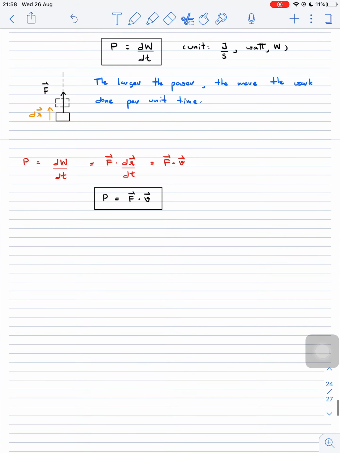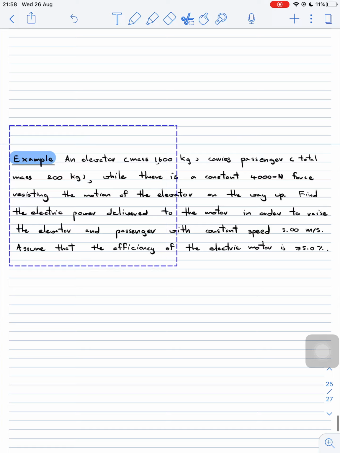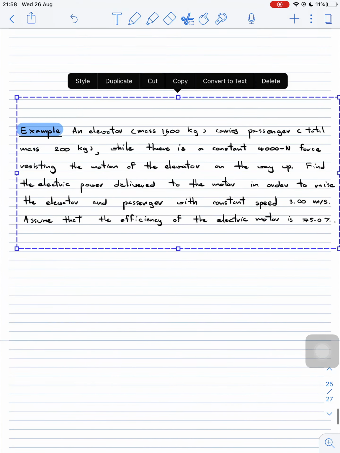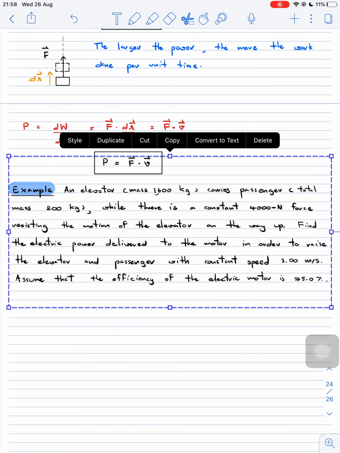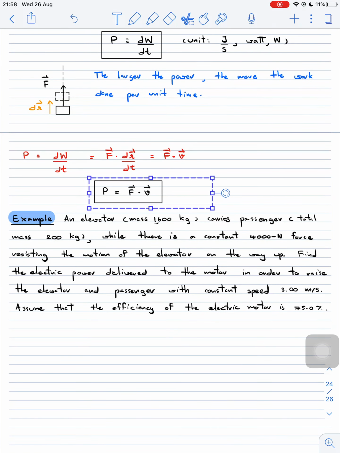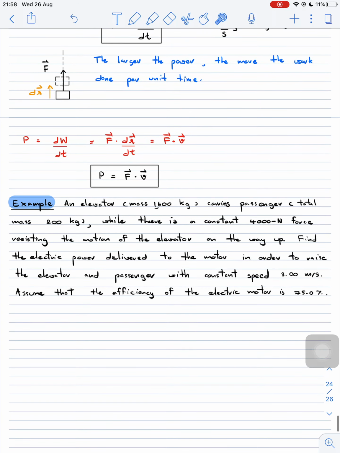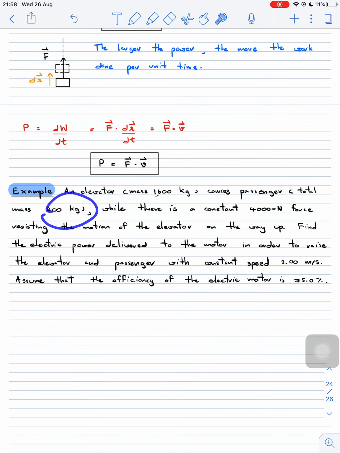Consider these examples. An elevator with the mass equal to 1,600 kilograms carries passengers, with the total mass of 200 kilograms. There is a constant 4,000 Newton force resisting the motion of the elevator on the way up.